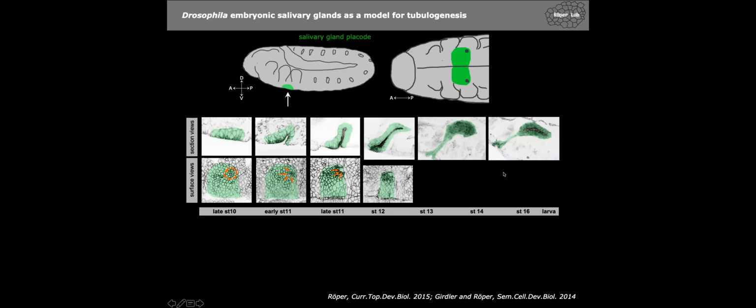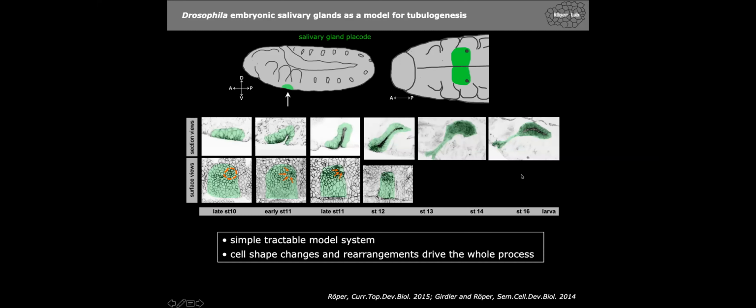So this is a very nice tractable model process of tube budding because it's accessible to live imaging and all the genetic approaches that we have in flies, but also because from the starting point of this flat, not very interesting yet epithelial sheet to the formed tube, there's basically no cell death or cell division occurring, which means that really going from here to here, the whole process is driven from start to finish by changes in cell shapes and cell rearrangements.